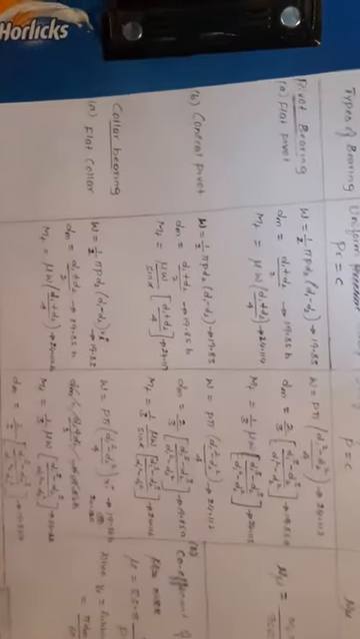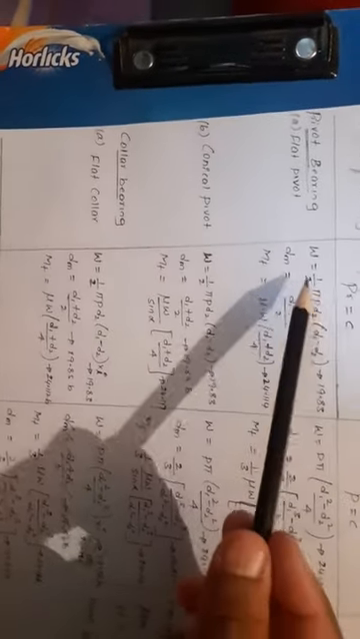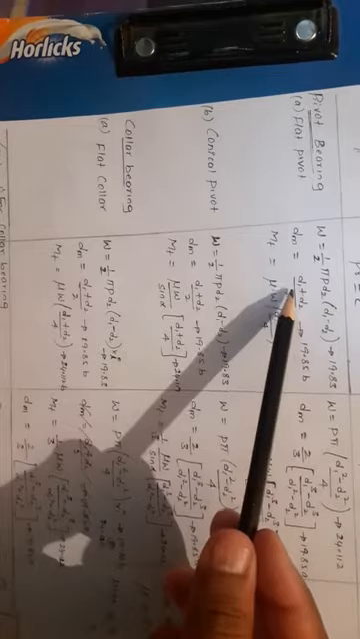Now what is the design procedure? First you consider the total axial load, then the mean diameter, then the frictional torque, and the last one is the frictional power.